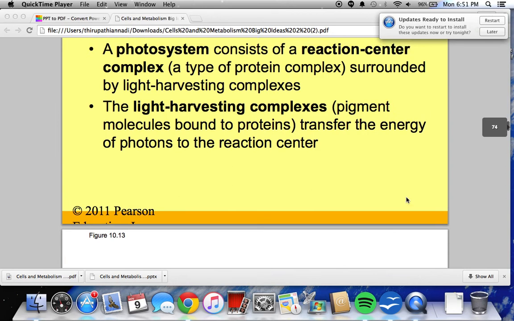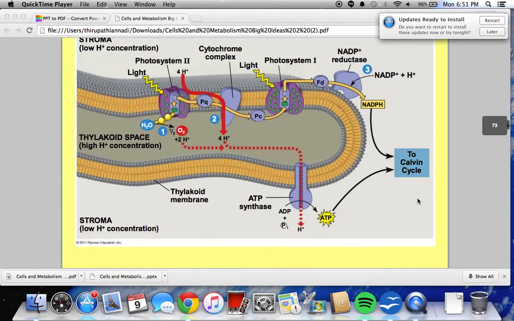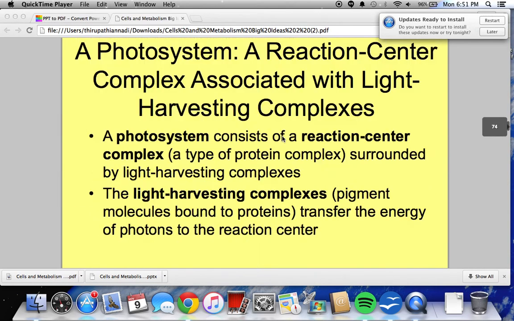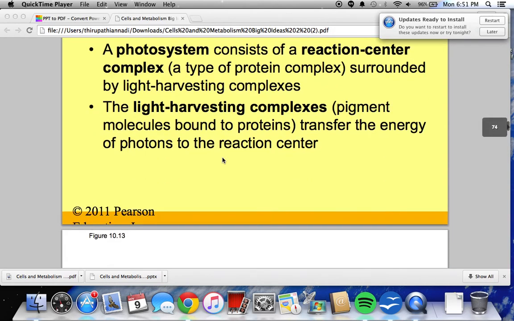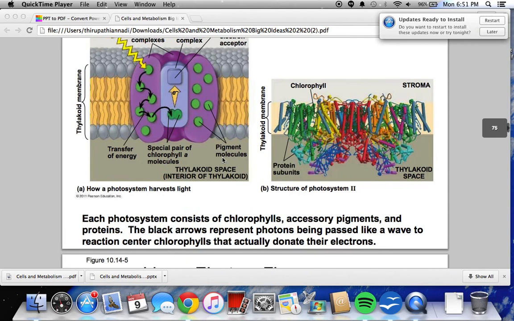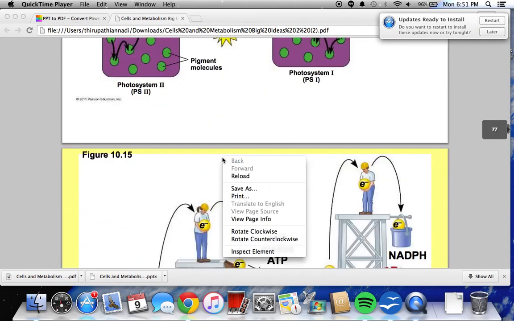These are the photosystems, which are where most of the electron transport chain and reaction happens. The light harvesting complex transfers the energy of the light to the reaction center, and the reaction center complex helps the electron move through. Here's just a closer look at this stuff.